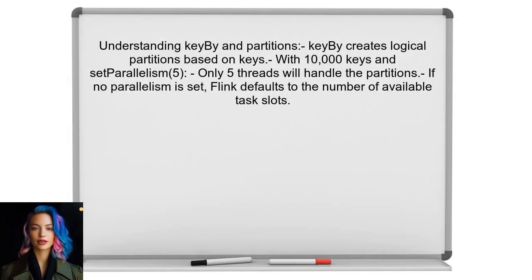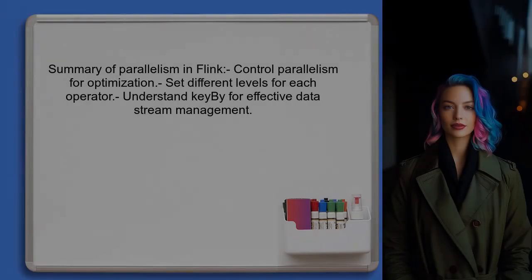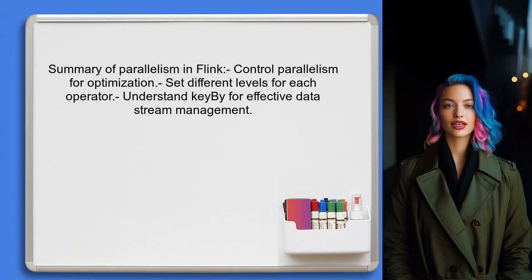Now, regarding the user's third question about keyBy and partitions, if there are 10,000 different key values, the number of threads handling those partitions depends on the parallelism set. If set parallelism is 5, only 5 threads will process the partitions. In summary, the user can control the parallelism of operations in Flink to optimize performance. By setting different levels for each operator and understanding how keyBy works, they can effectively manage their data streams.